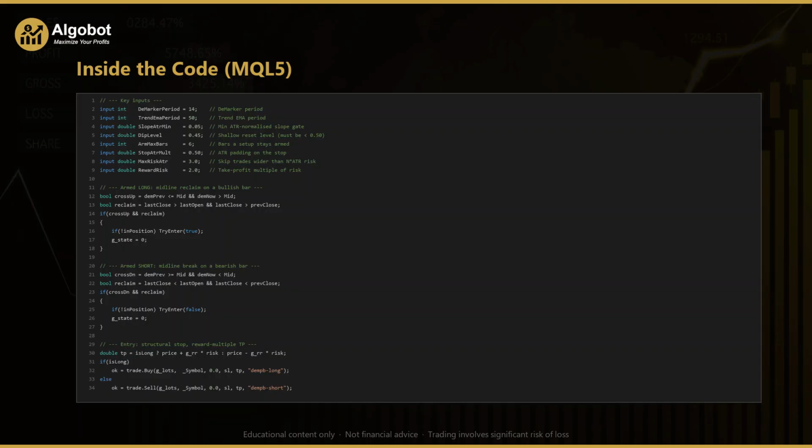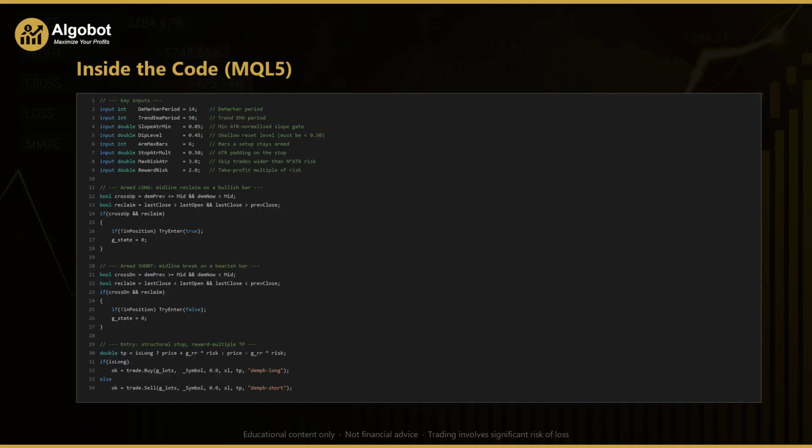The variable reclaim confirms a bullish candle. The close is above the open and above the previous close. When both are true, the code calls TrendEmaPeriod with true, opening a long, and then resets the state. The short block is the exact mirror.